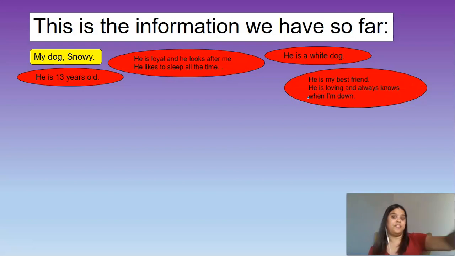So those are the facts or the descriptions of my dog, Snowy. Now remember, you can have any title that relates to your pet or the pet you would like to have. I'm just using my dog, Snowy, as an example. So those are the 4 things that I've taken now from my brainstorming activity.